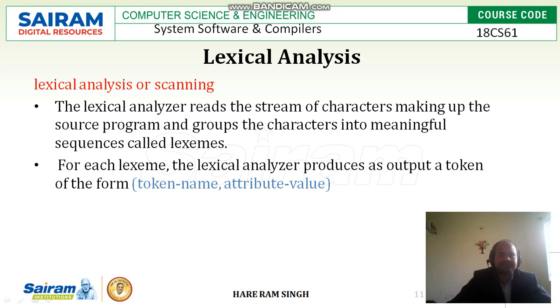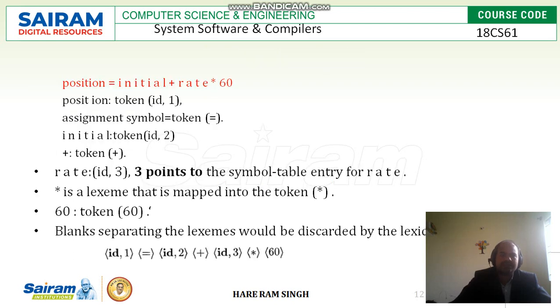So the lexical analyzer takes the source program or character stream as input, and it groups them into meaningful sequences called lexemes. For each lexeme, the lexical analyzer produces as output a token of the form token name and attribute value. For example, suppose this is the character string: position equal to initial plus rate into 60.